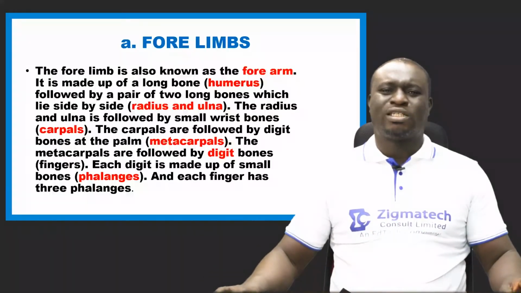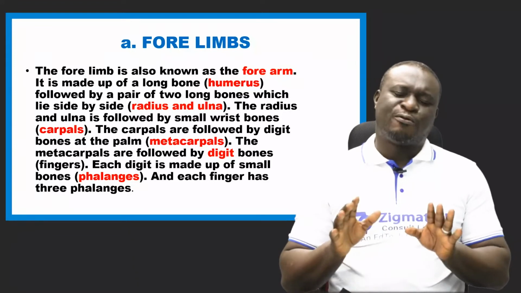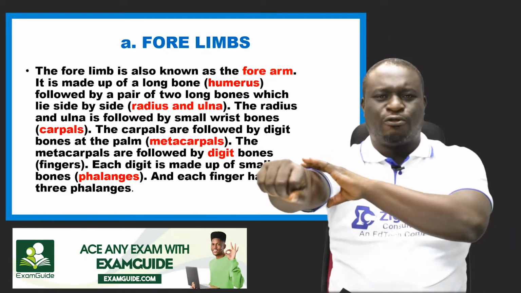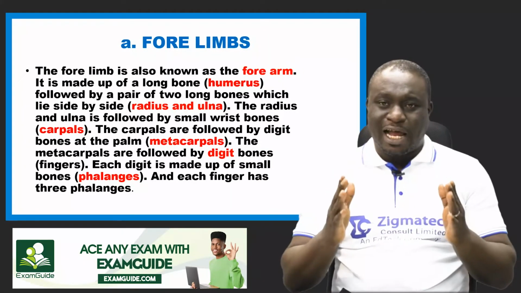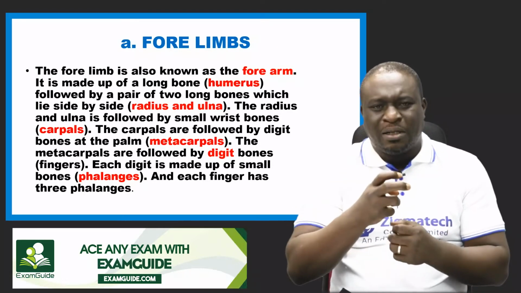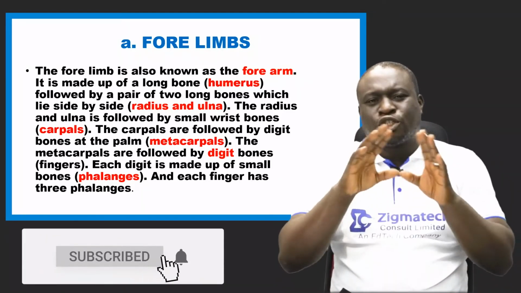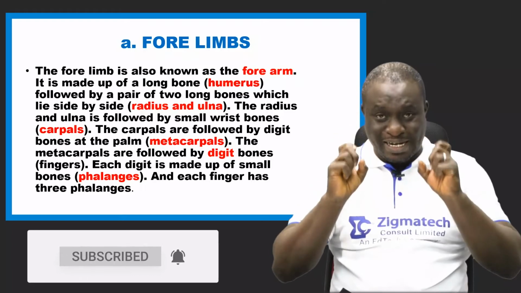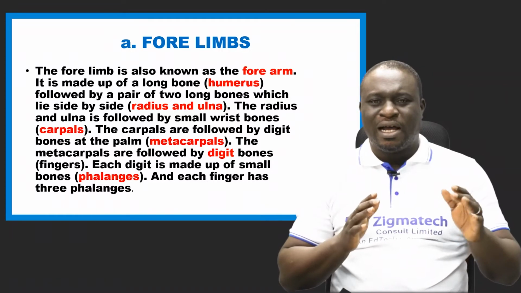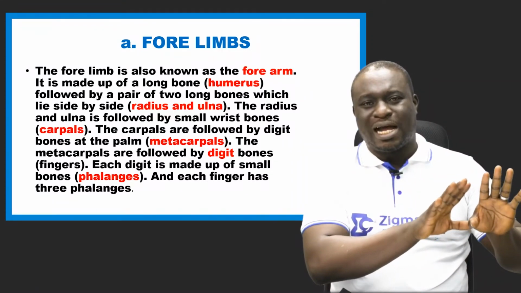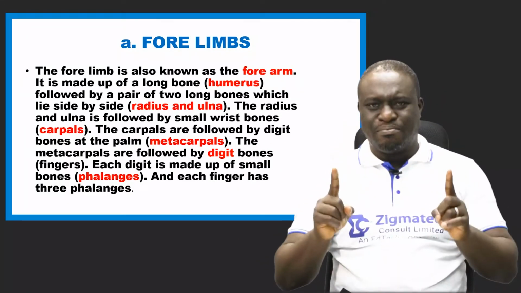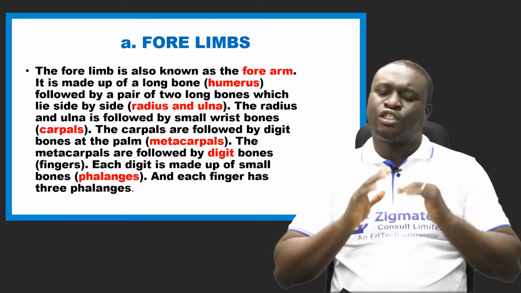Now, take a look at what the forelimb is all about. The forelimb can also be called your forearm. Now, if you listen to this, there is a way you can explain what makes up the limbs. If you understand this for the limbs, you can explain both forelimbs and hind limbs better. Now, every limb in a mammalian skeleton consists of the following.